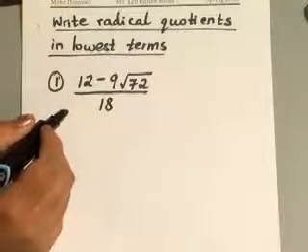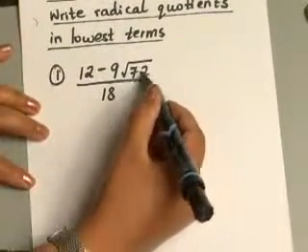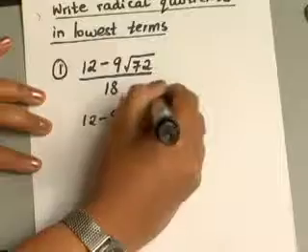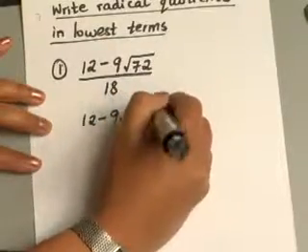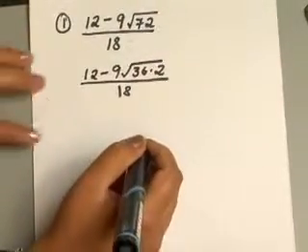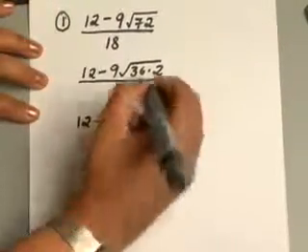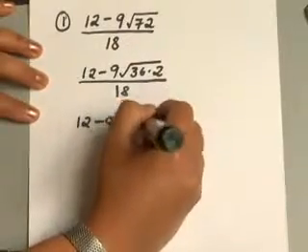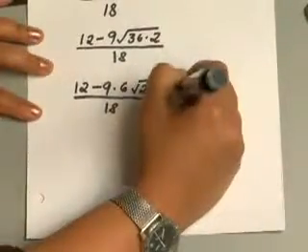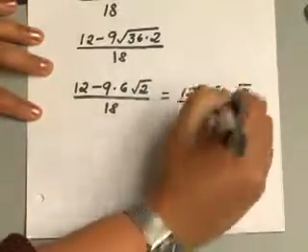12 minus 9 square root of 72 over 18, and you need to go ahead and first simplify the square root of 72, so you can write that as 12 minus 9 square root of 72 is 36 times 2, and we know 36 is a perfect square. So let's go ahead and simplify that first, and this will give you 12 minus 9. 36 comes outside as 6, 2 stays inside the radical, and this will of course give us 12 minus 54 square root of 2 over 18.